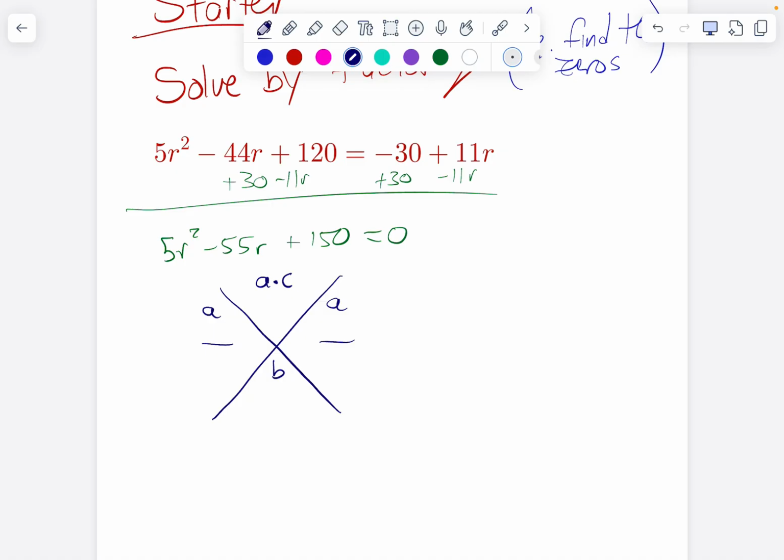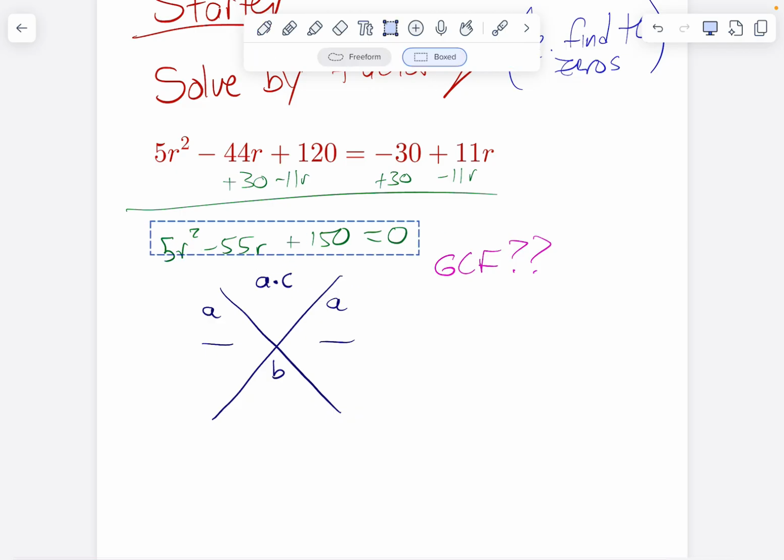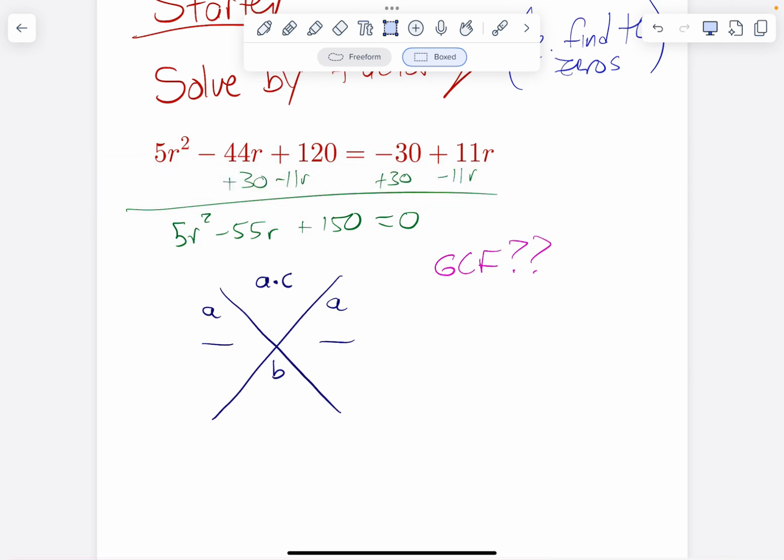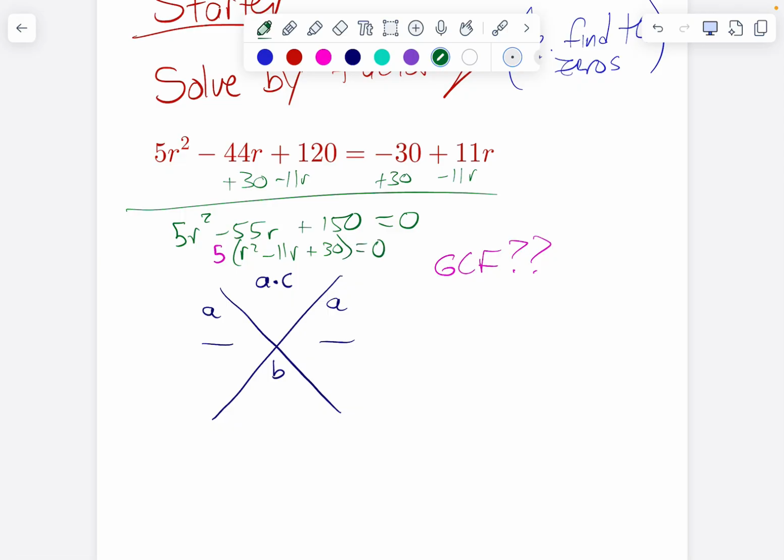Oh, but wait, what do we have to do first? Good job, way to go. So GCF factor this, which makes this a lot easier. So what is the GCF? It's 5, yeah. Okay, so if we pull a 5 out, we're left with r squared minus 11r plus 30. Now we just star the inside, and that makes this a lot easier.